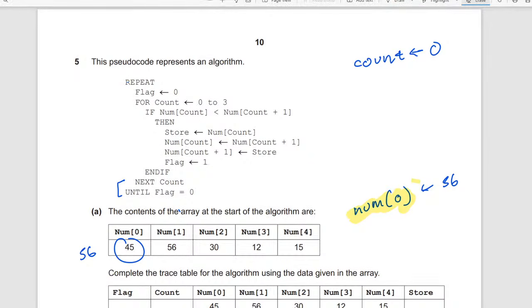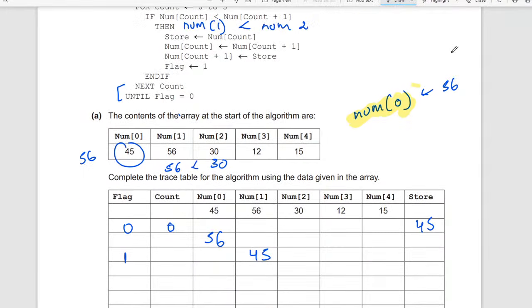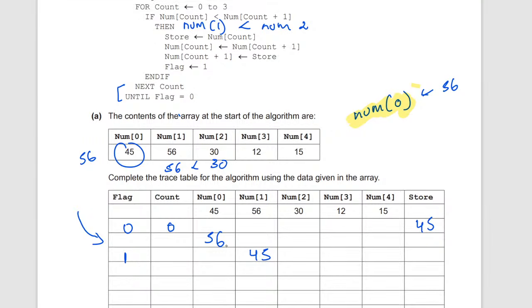Now this flag, it's still 0. So now what is count? Count has become 1. It says for count 0 to 3, so we did the first cycle, and now we do the second cycle. Now count is 1. Is num1 less than num2? Is 56 less than 30? It's not, so therefore we do nothing. Has everyone understood that? That's the reason why we did nothing else here.